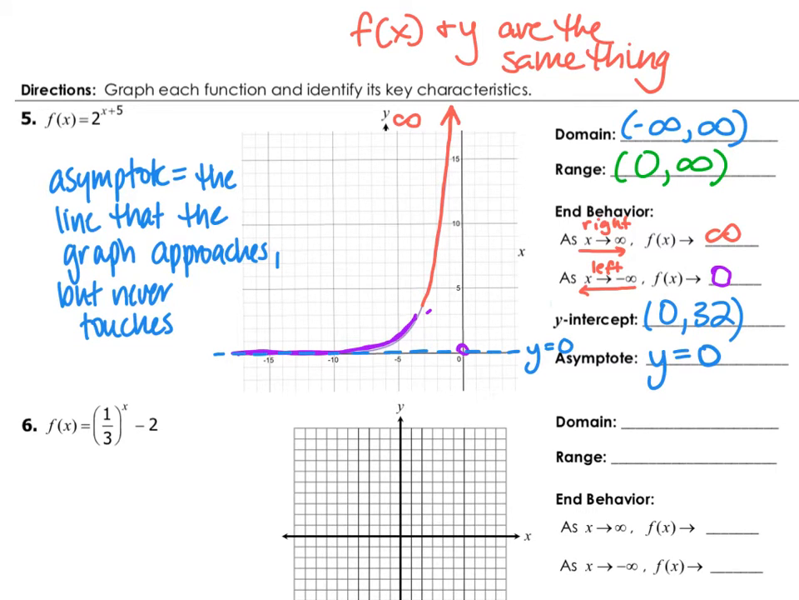Because that function is going to get closer and closer to y equals 0, but it's never going to actually touch it.